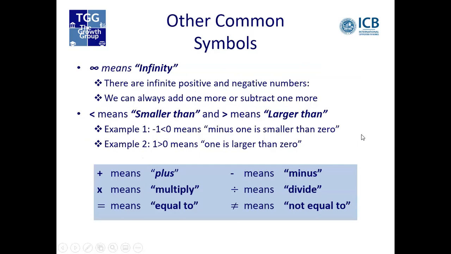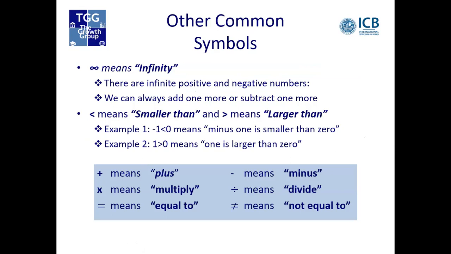Other common symbols that you are going to encounter is that little figure 8 that looks like it's been turned on its side, and that means infinity. So there are infinite positive and negative numbers. It means we can always add another negative number. We can always add another positive number. It doesn't stop. That's what it means.